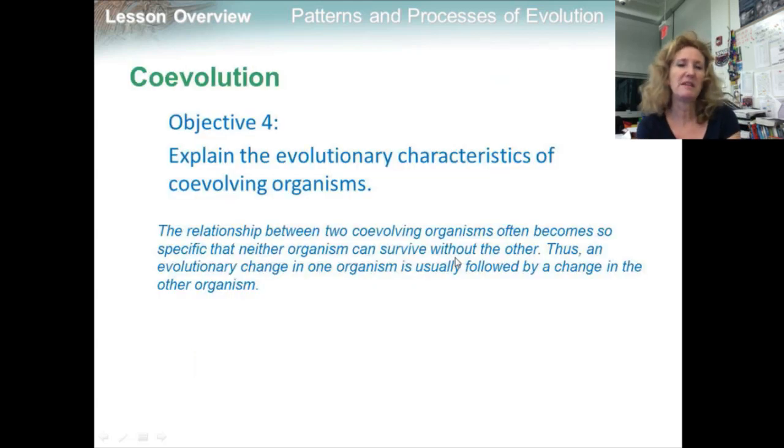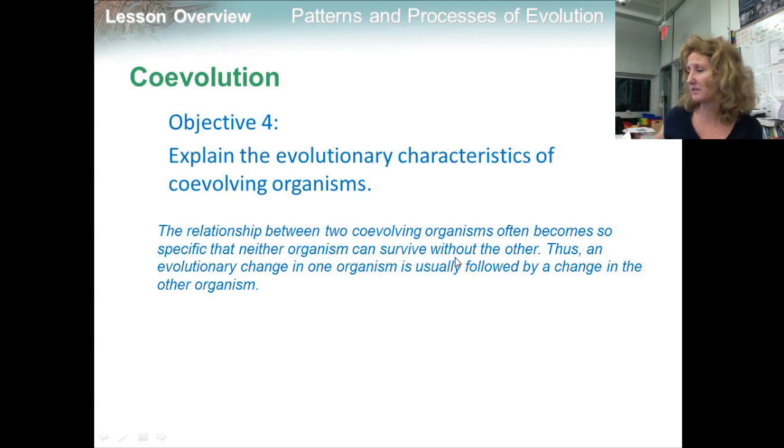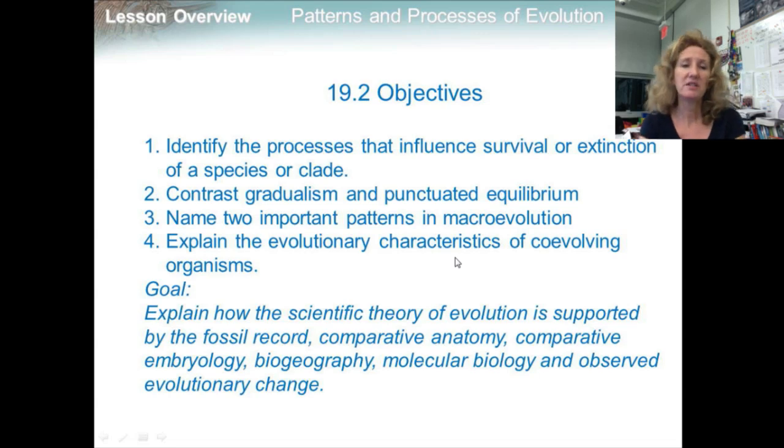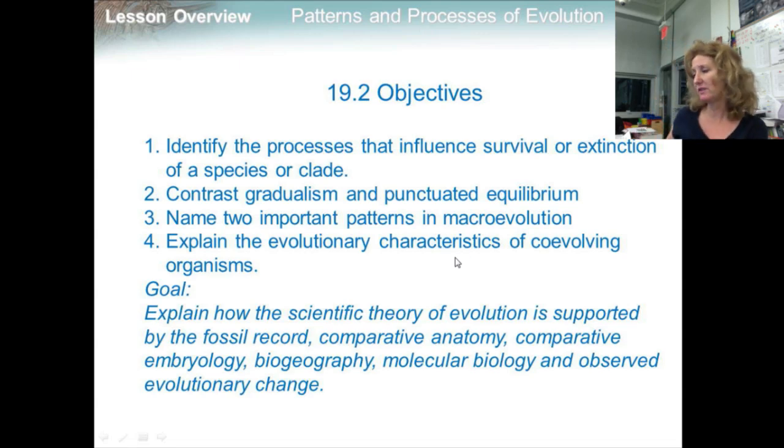So objective 4 is to explain the evolutionary characteristics of co-evolving organisms. The relationship between two co-evolving organisms often becomes so specific that neither organism can survive without the other. Thus, an evolutionary change in one organism is usually followed by a change in the other organism. So the objectives are to identify the process that influenced survival or extinction of a species or clade, contrast gradualism and punctuated equilibrium, name two important patterns in macroevolution, and finally explain the evolutionary characteristics of co-evolving organisms.